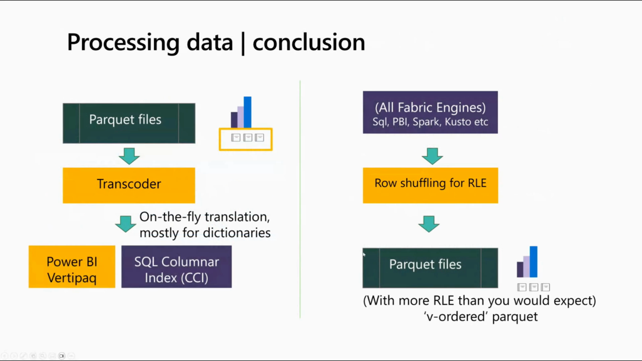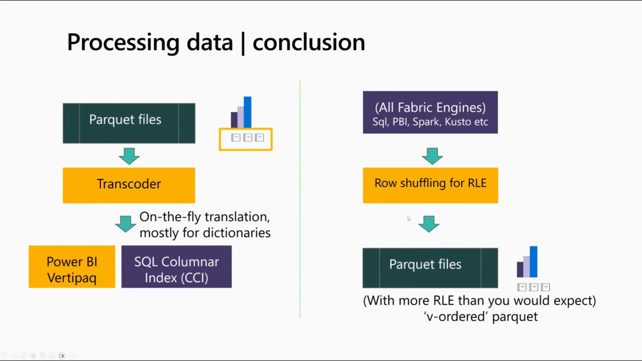So again, to summarize, how are we processing data in Synapse SQL? We read the parquet files, we transcode them on the fly into the SQL columnar index format or into the vertipac format for Power BI, and then we have the ability to use our best engines for fast data processing, both in SQL on the Synapse side and in Power BI.